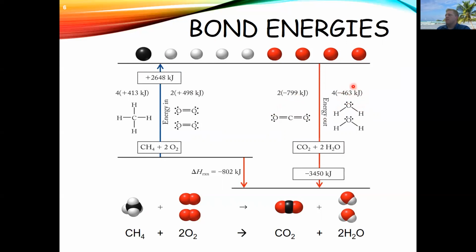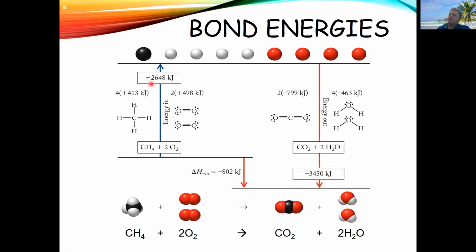And then over here, we're going to have to form the oxygen-hydrogen bonds. Oxygen and hydrogen have a bond energy of 463 kilojoules. Again, we're throwing the negative sign in because we're forming bonds. We have to multiply this by 4 because we have 2 bonds in each molecule, and we're forming 2 molecules in this reaction, or 2 moles of water. So we're going to have to multiply that by 4. We're going to multiply these numbers out and add them together to find that this gives us 3,450 kilojoules of energy being released.